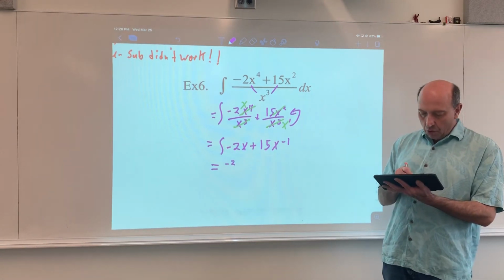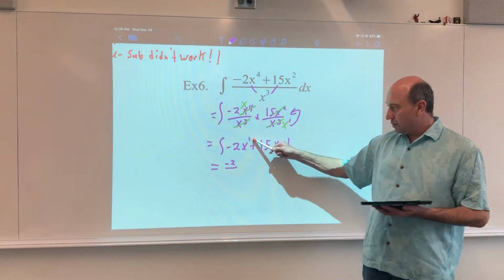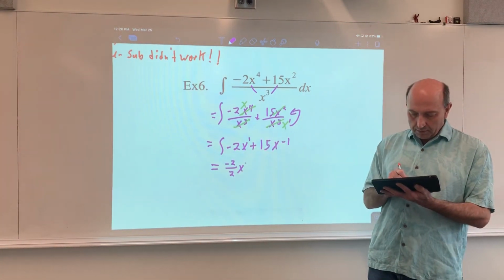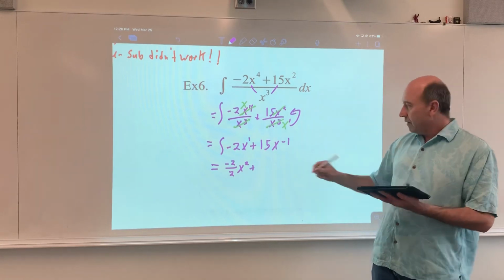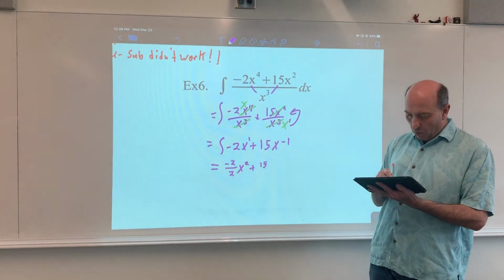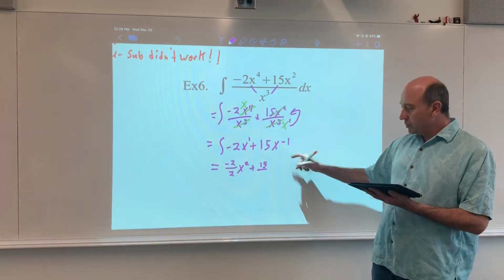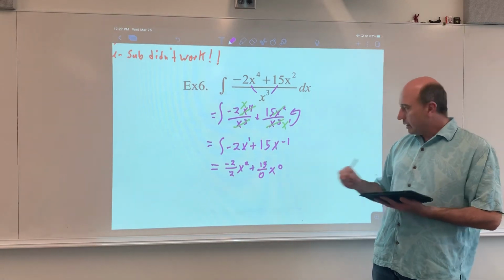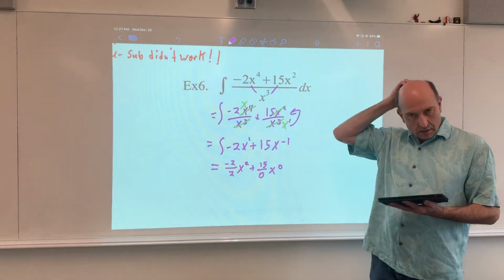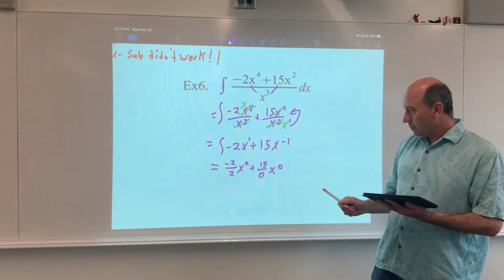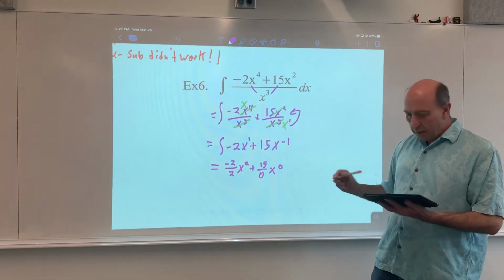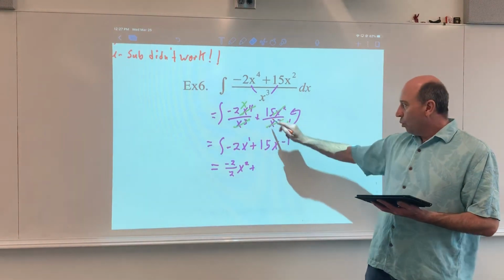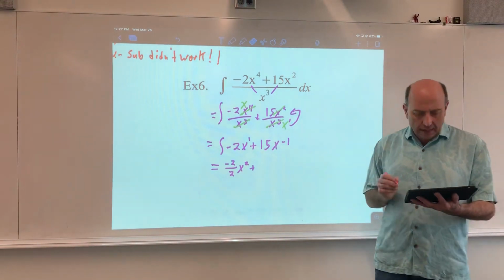So it's negative 2 over the new exponent, x to the first. 1 goes up to a 2. Negative 2 over 2x squared plus 15 over the new exponent. Negative 1 goes up to a 0. X to the 0. Wait a second. 15 over 0 is undefined. Wait a second. Wasn't there something or other about 1 over x being a special case?